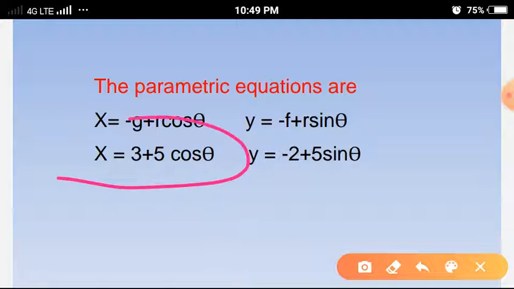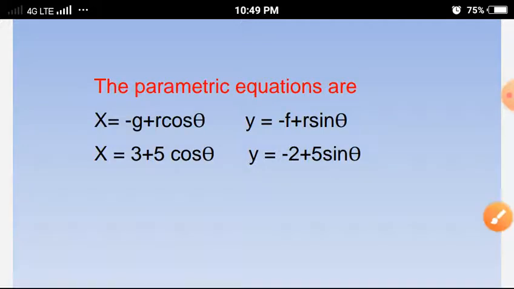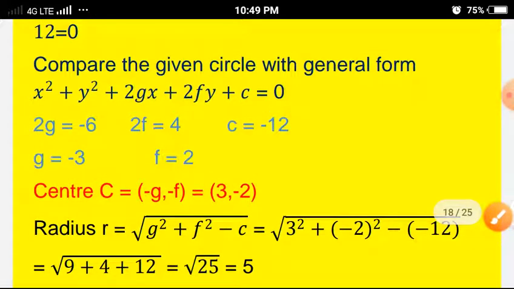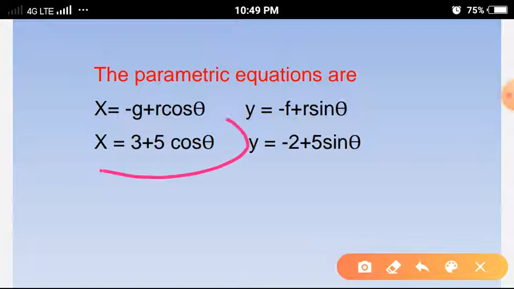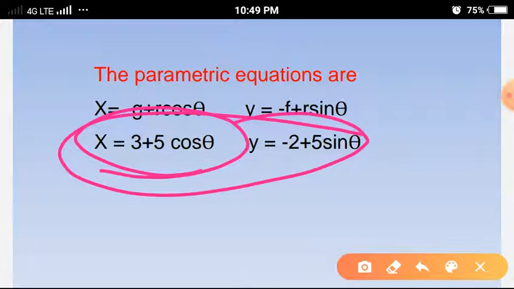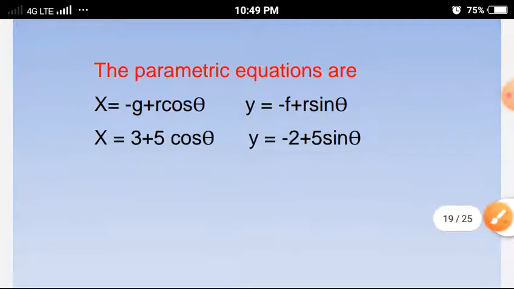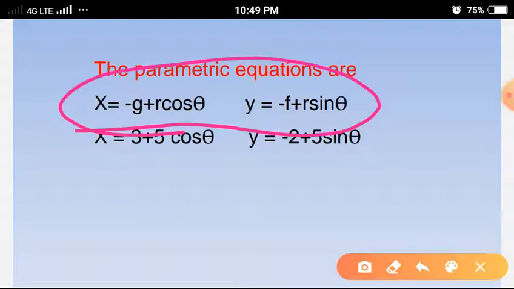X is equal to minus g. Here the g value is minus 3, so minus of minus 3 is equal to 3. Then 3 plus r, where the r value is 5, so x is equal to 3 plus 5 cos theta. Then y is equal to minus 2 plus 5 sin theta. These two are called parametric equations. The parametric equations are x is equal to minus g plus r cos theta, y is equal to minus f plus r sin theta. For these parametric equations, we have to find the g and f values and the radius.